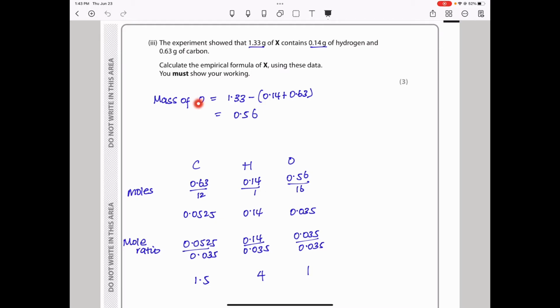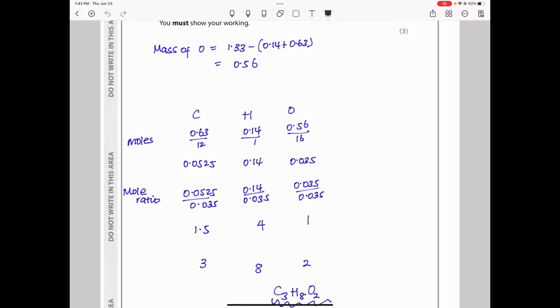So mass of oxygen will be the mass of X minus the sum of the mass of hydrogen as well as the carbon to give us 0.56. After finding that mass, we can basically find the number of moles of each. So moles of carbon will be the mass of carbon divided by the atomic mass of carbon, giving us that. Moles of hydrogen will be the mass of hydrogen divided by molar mass of hydrogen, giving us that. And moles of oxygen will be the mass of oxygen divided by the molar mass, or atomic mass, giving us that.